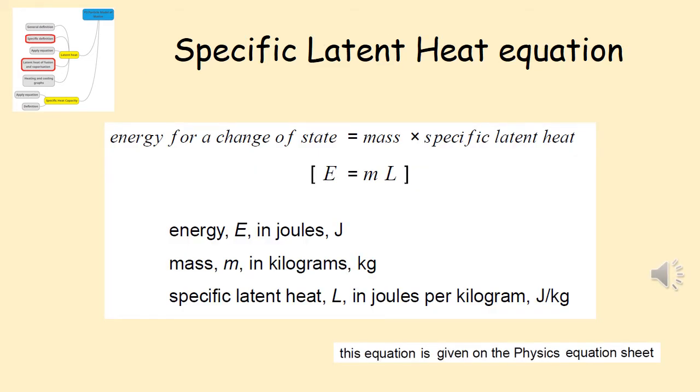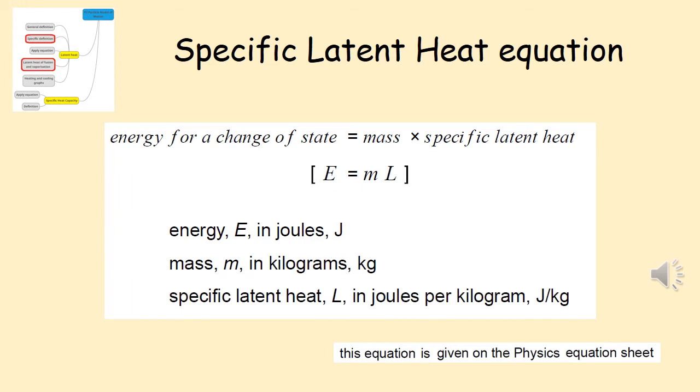So this is the specific latent heat equation, which states that the energy for a change of state equals the mass multiplied by the specific latent heat. The energy is in joules, the mass in kilograms, and therefore your specific latent heat is going to be in joules per kilogram. Now this equation is given to you on your equation sheet, which will be inside your exam. You don't have to learn it, but you do have to be able to manipulate it.